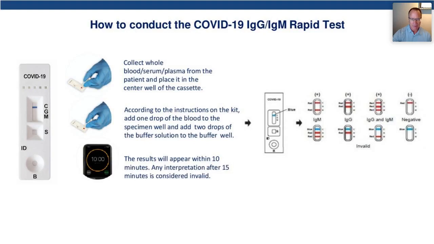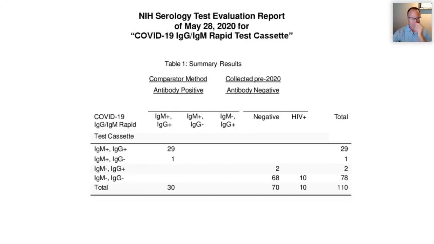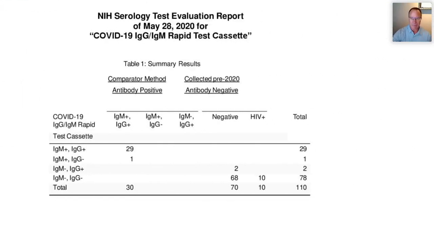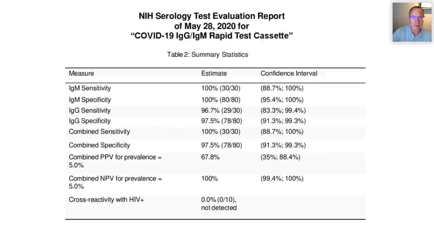Let me see what we got in this next slide here. This one's a little bit confusing, but a little bit more accurate. This is right out of the NIH serology test evaluation, and this is again showing you the numbers on the sensitivity and specificity. Here you've got IgM sensitivity 30 out of 30, IgM specificity 30 out of 30 or 80 out of 80, sensitivity 29 out of 30. These are just phenomenal numbers, and that's why we decided to go with this company, frankly, and it really made the most sense.